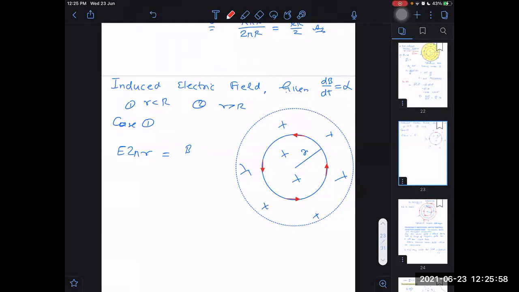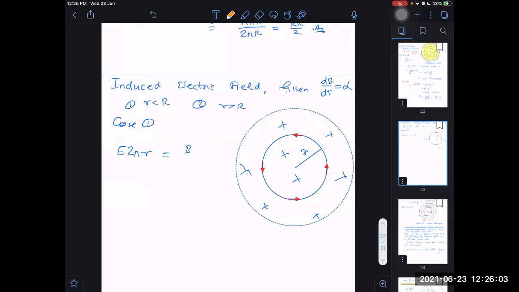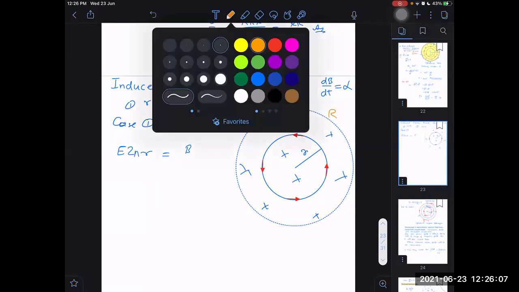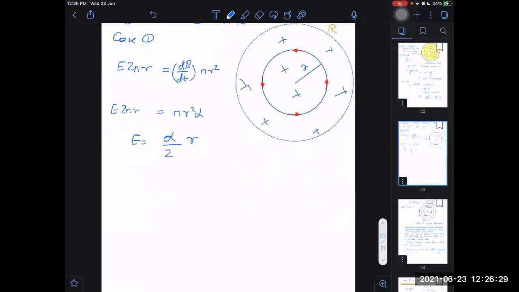Now, the value of E dot dl, E into 2 pi r, is equal to dB/dt into area. Area is pi r square, so pi r square alpha is equal to E into 2 pi r. So E is equal to alpha by 2 into r, right?